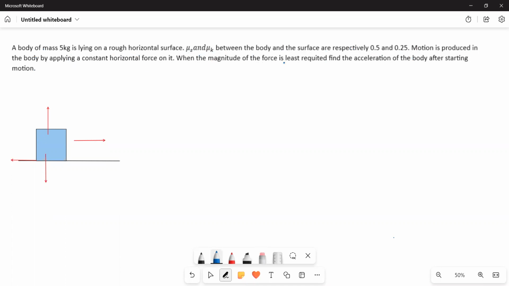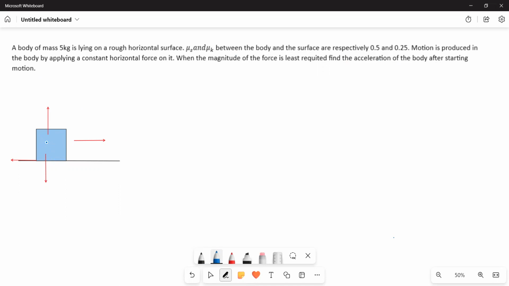When the magnitude of the force is least required, find the acceleration of the body after starting motion. Here what he is saying is, initially the body is at rest and then a constant horizontal force is applied on the object. And then after applying the force, once the motion starts and the object starts moving, the force is withdrawn. Now we have to find out the acceleration of the object. That is the question.